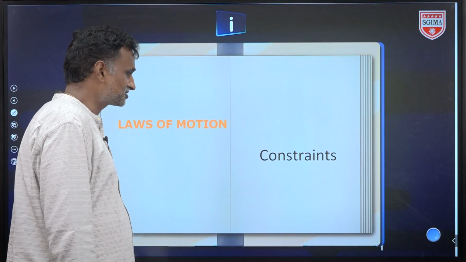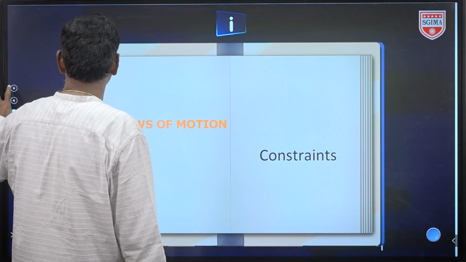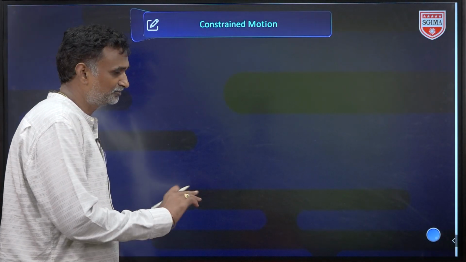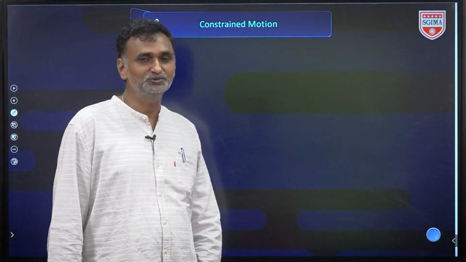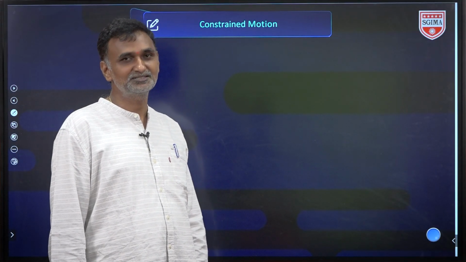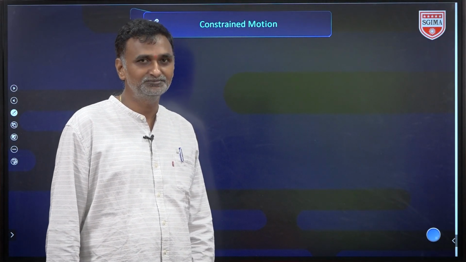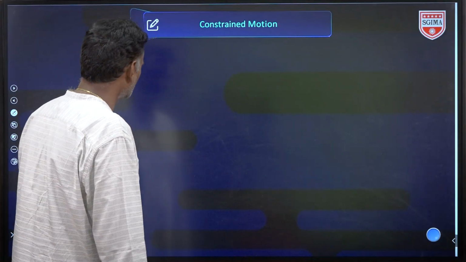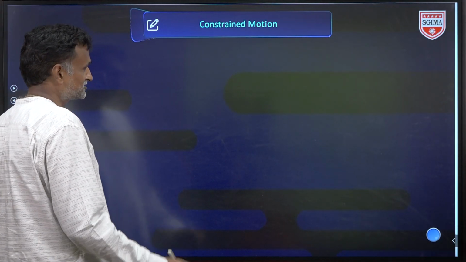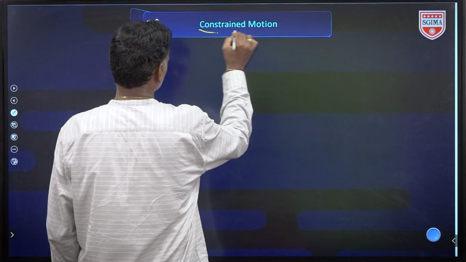So, what are constraints and what are their properties? Actually, what kind of rules do we need to follow to solve the questions based on the concept? We will discuss one by one. First, constrained motion. What is constrained motion?